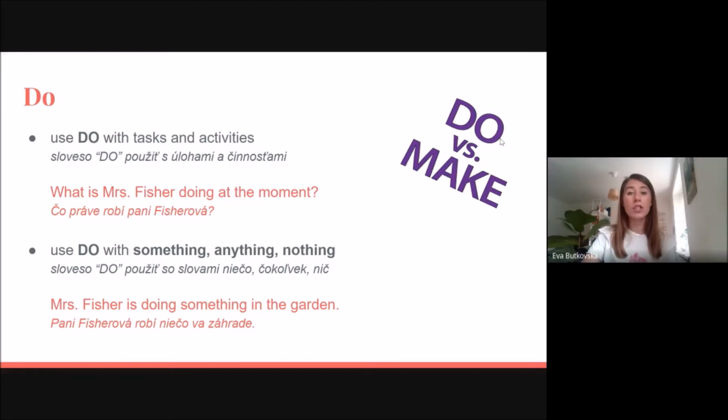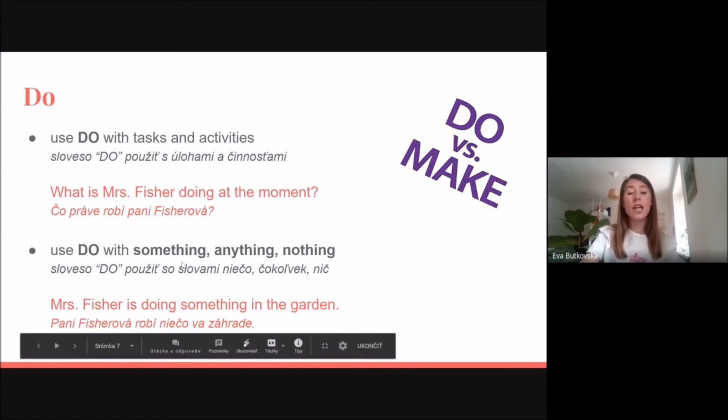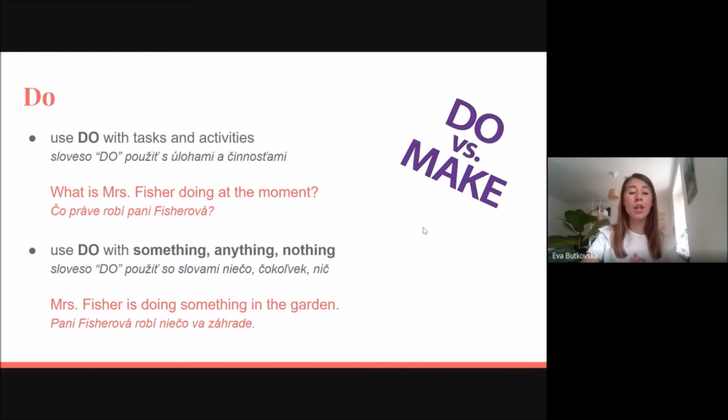We can say she's doing the housework at the moment as well. We use do with words something, anything, and nothing. So for example, she's doing something in the garden, or she's doing nothing at the moment.